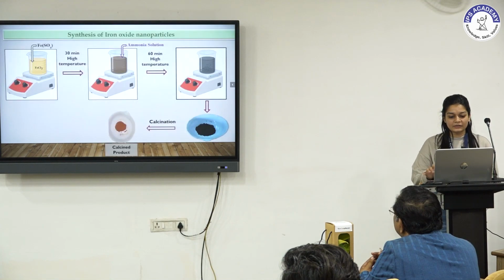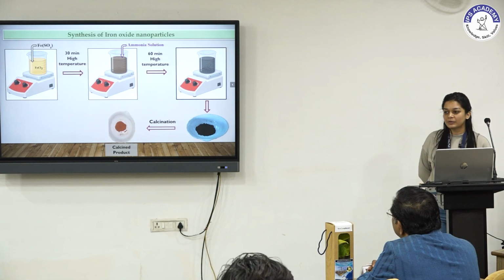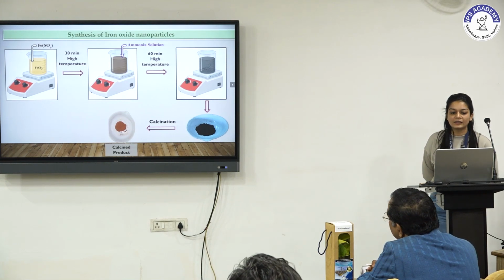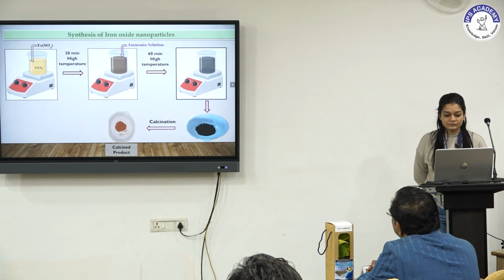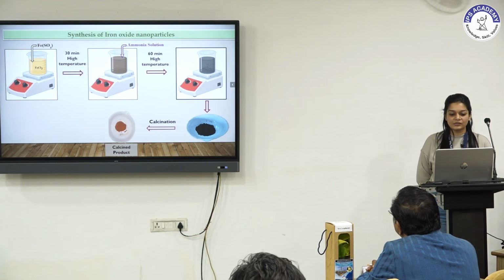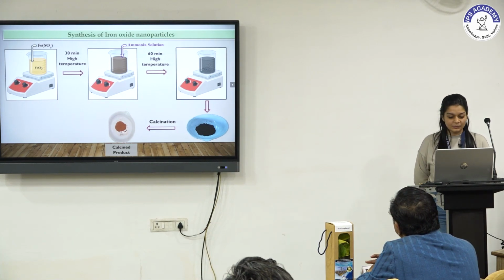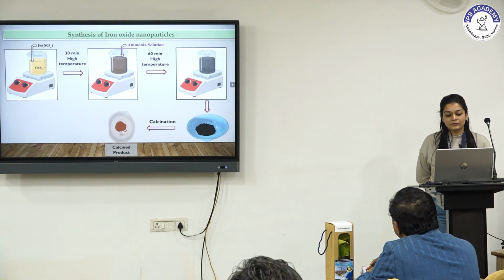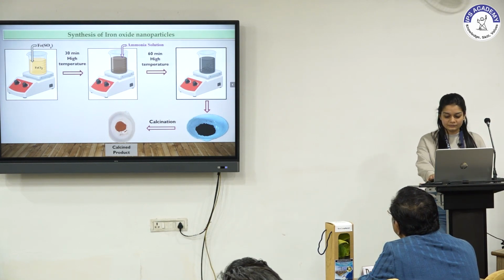For that, first we have synthesized iron oxide nanoparticle by using the iron salt precursors, that is iron sulfate and iron chloride. Then stirring was maintained under high temperature, and after that ammonia solution was added into it. Then color change was observed and temperature was maintained high, and after stirring for 1 hour, we got the precipitate, then filtered out that solution and dried, then further calcined it, and the product was characterized.